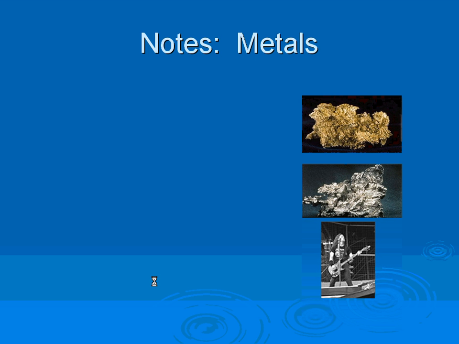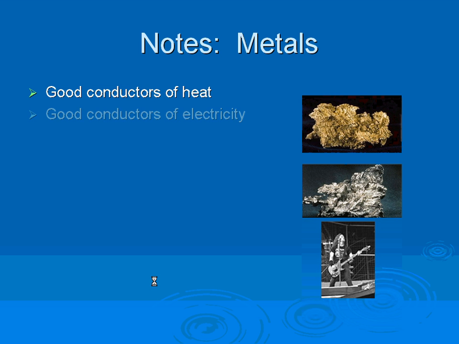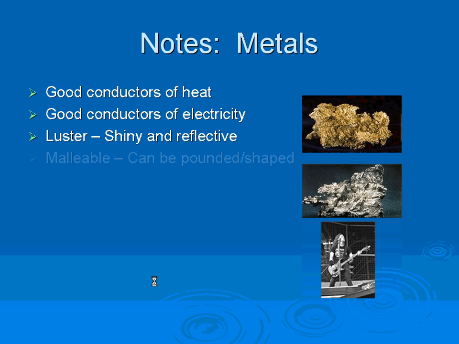So here are a few bullet point notes for your metals that you might want to take down if you haven't already. Metals are good conductors of heat and good conductors of electricity. They are lustrous. They are very shiny and reflective. When we get into minerals, we'll look at the different classifications of luster, but metals typically are very shiny and reflective. We just group that all as luster here for middle school.